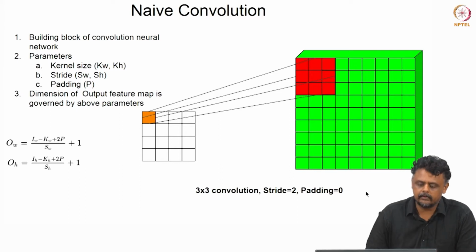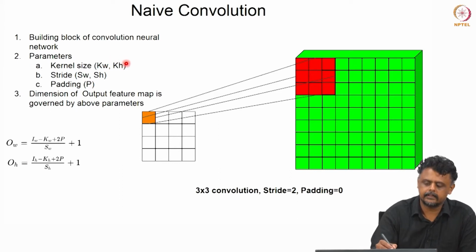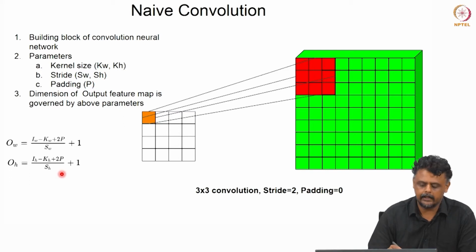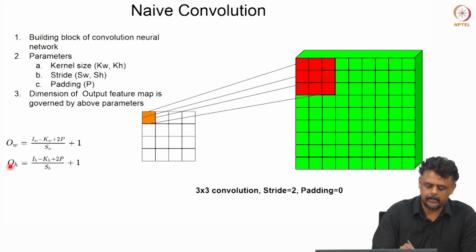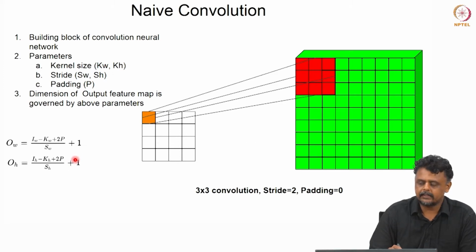We have a given kernel size k, stride used in the convolution and the padding, and given as input a feature map of size I_W and I_H, width and height. The output feature map's width and height are calculated by these formulas. It is the size of the feature map minus the size of the kernel plus 2 times the padding, divided by the stride, plus 1, that is the width. The same formula applies to the height also. So, this is the operation that we typically see.